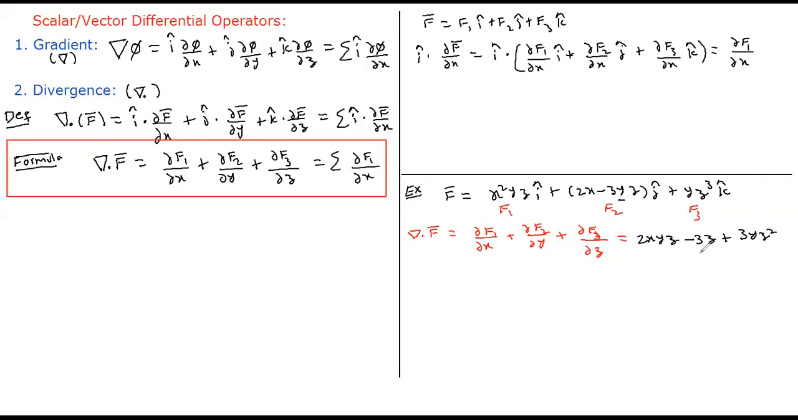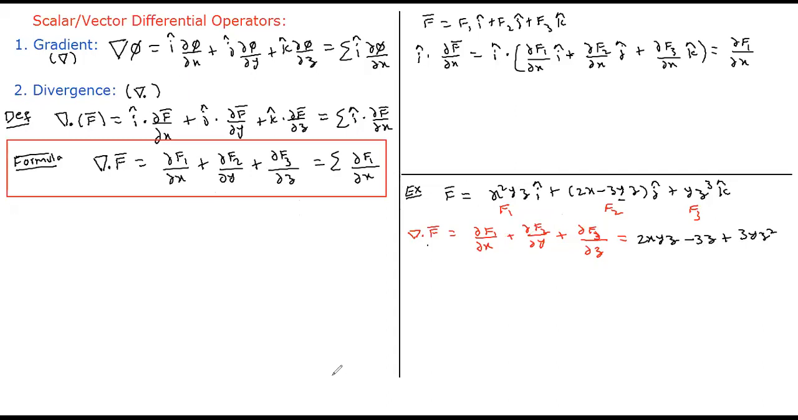Now each term is a scalar. Sum of scalars is a scalar. There is no ijk here. So divergence of a vector function is a scalar function. Can you see that? You just take each component and differentiate with respect to the corresponding variable.